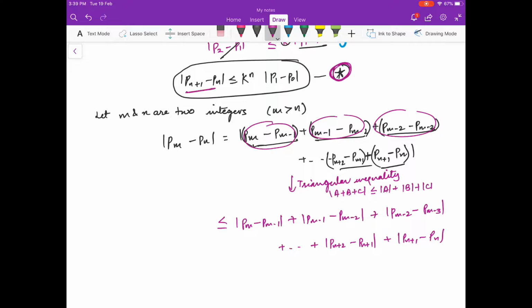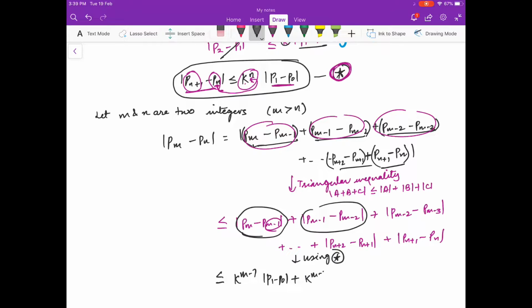Okay, now go to star. Here star says the difference between two consecutive terms p_n and p_{n+1} is less than or equal to k raised to power n. Whatever is a factor here in the second term will come here, and with that you have p1 minus p0. So here you have m minus 1. So you will get this using star. The first quantity is less than or equal to k raised to power m minus 1 into |p1 minus p0|. The second quantity is less than or equal to k raised to power m minus 2 into |p1 minus p0|, plus so on. Last term is k raised to power n |p1 minus p0|.